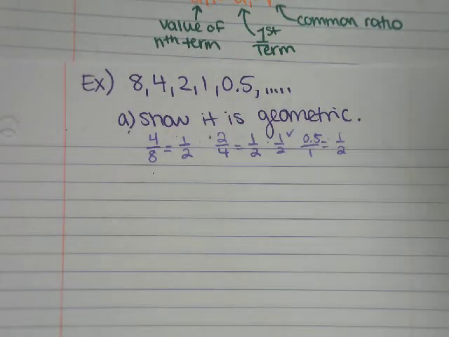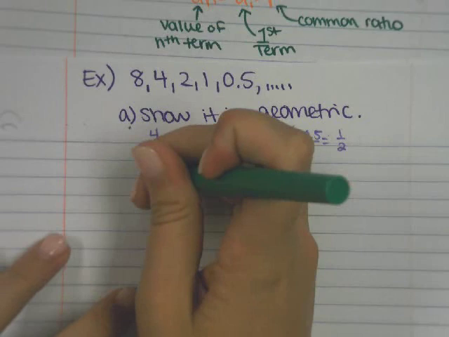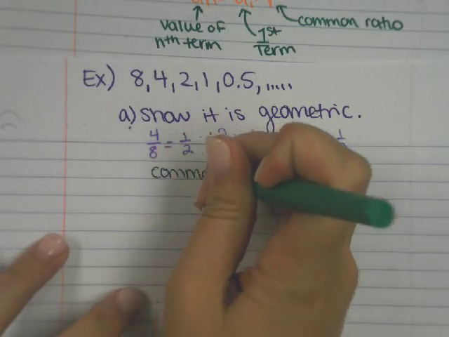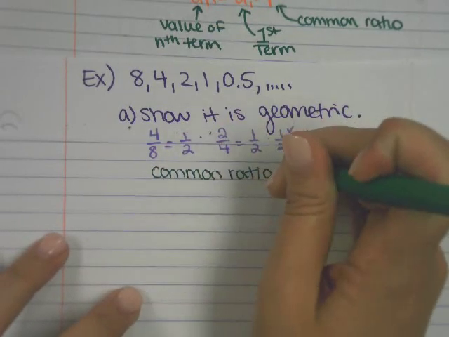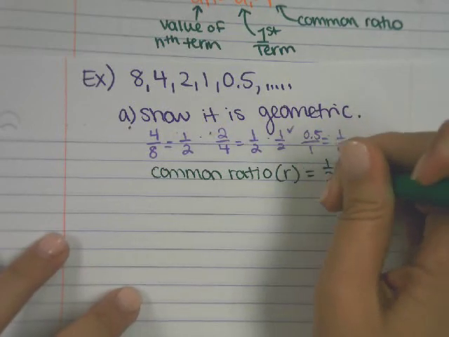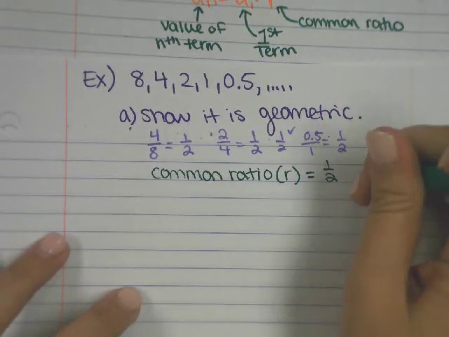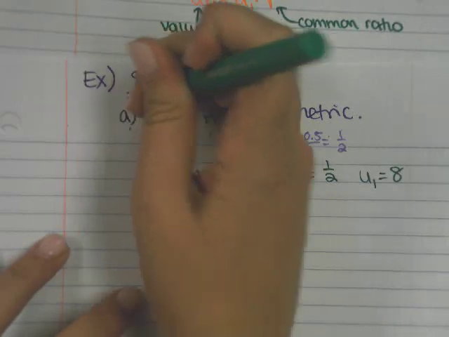I'll write my main pieces of information. My common ratio, R, is 1/2. And my first term is 8. There's my first term.